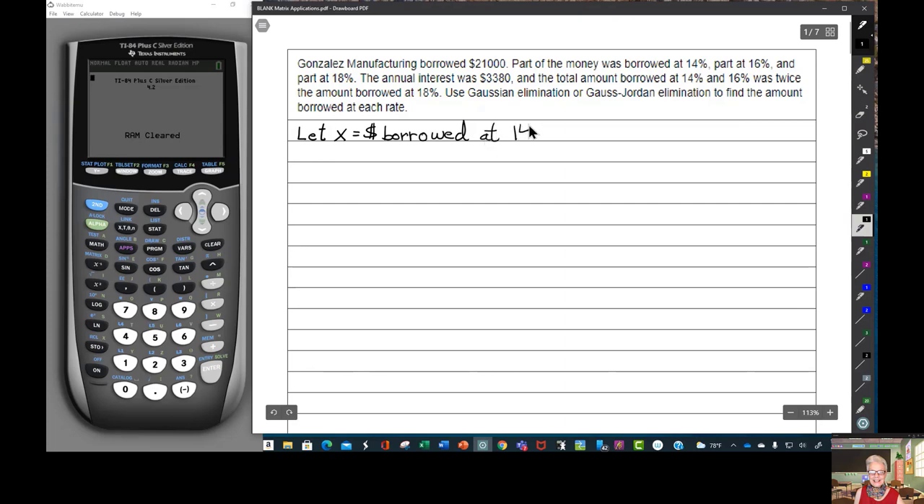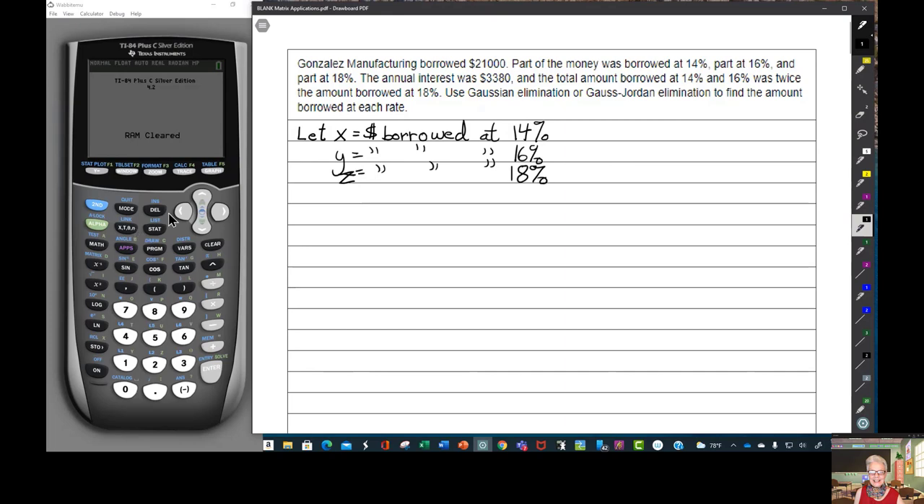Okay, this is borrowed at 14%. And then we'll let Y be the money borrowed at 16%, and we'll let Z be the money borrowed at 18%. So this $21,000 is divided up into three chunks of money.